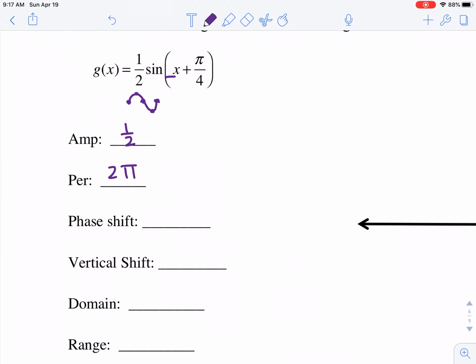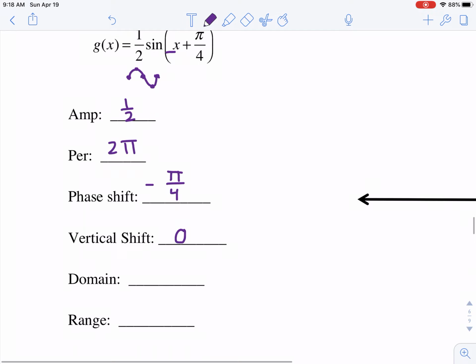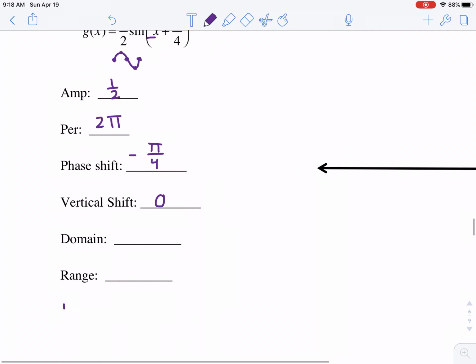I do have a phase shift. Keep in mind that that phase shift is actually going to shift it to the left. So that's negative direction. Okay. I don't have a vertical shift because I don't have a d value. That means that my midline is at y equals 0.